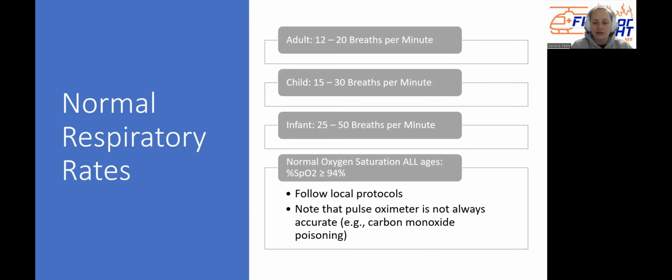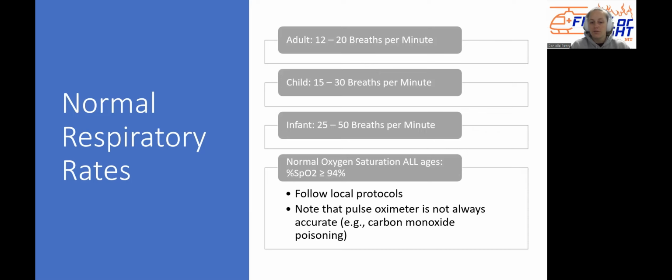Now, normal oxygen saturation. Remember, we can use our pulse oximeter to measure a patient's oxygen saturation, or SpO2. The SpO2, the EMT textbook number they usually choose is that an oxygen saturation of 94% or higher is normal. If somebody's oxygen saturation drops below 94%, that's when we need to start considering possibly applying oxygen.